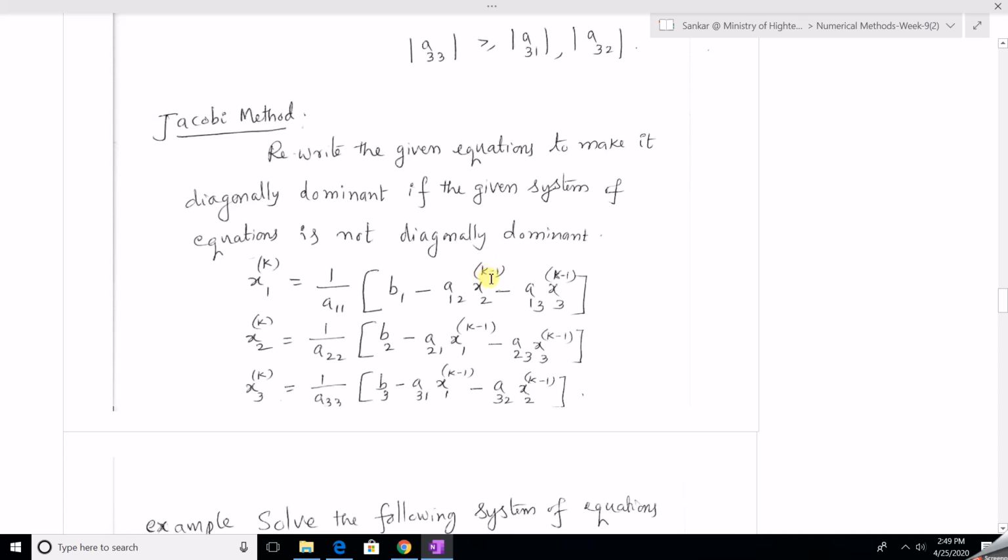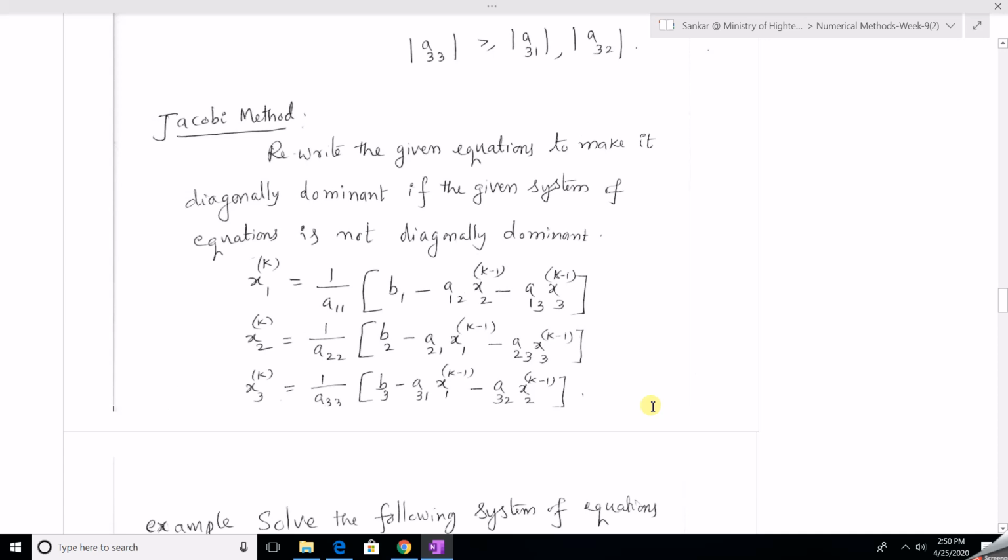Therefore, 0 means initial. So we use initial approximations of x2 and x3 to get the first approximation of x1. Similarly, for the first approximation of x2, if we put k equal to 1 here, we will be getting 0 here and here also 0. So the 0th approximations of x1 and x3 are used to get the first approximation of x2. Similarly, if we want the first approximation of x3, we have to use the 0th approximation of x1 and x2.